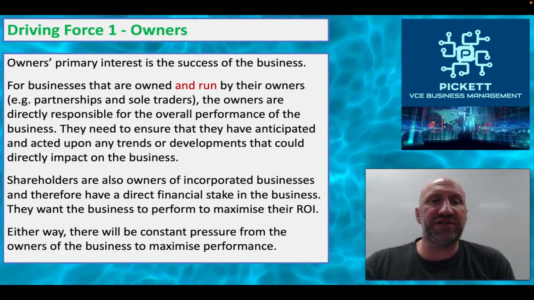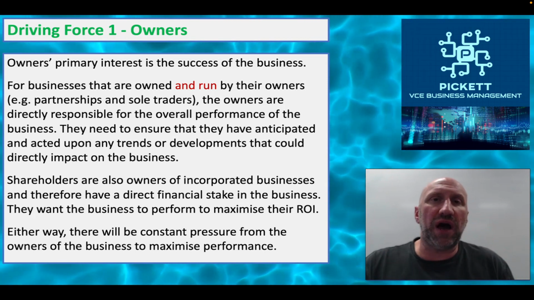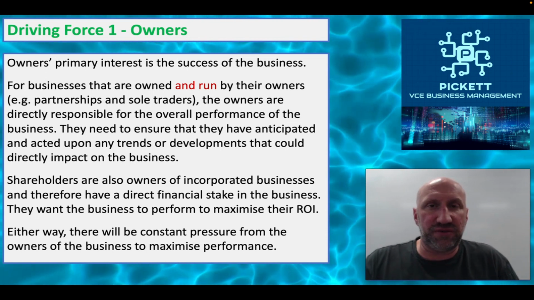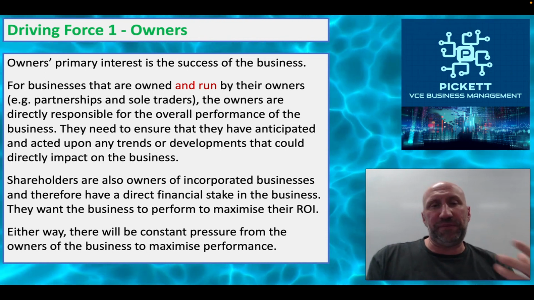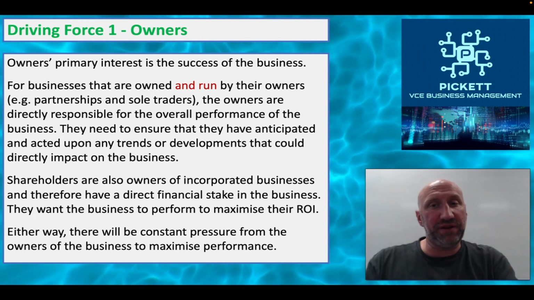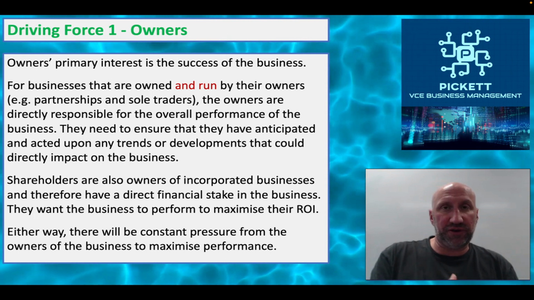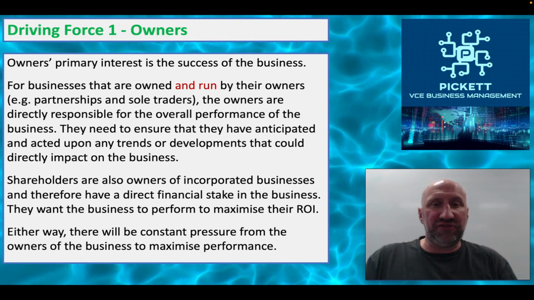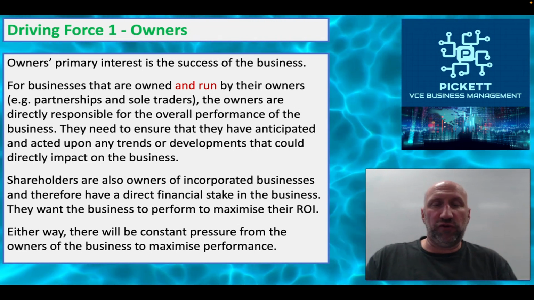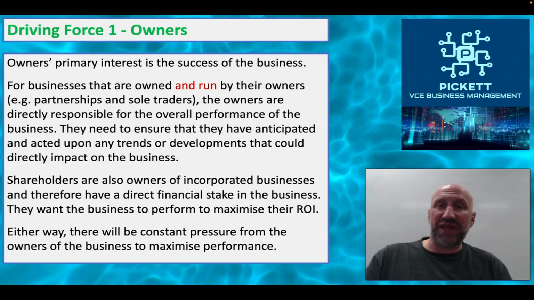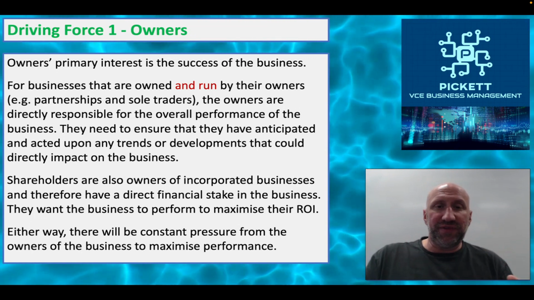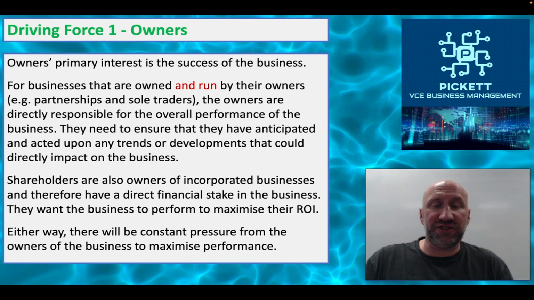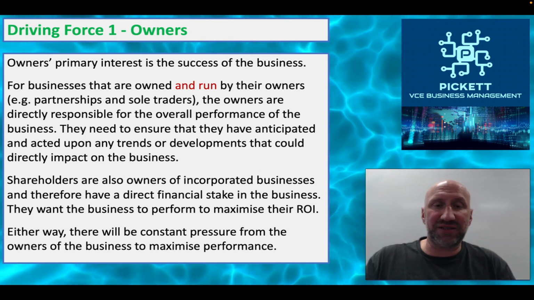So the first one identified is owners. Now, owners, their primary interest in the business is the success of the business, obviously. For businesses that are owned and run by their owners, in other words partnerships and sole traders for sure, the owners are directly responsible for the overall performance of the business. They need to ensure that they've anticipated and acted upon any trends or developments that could directly impact on their business.